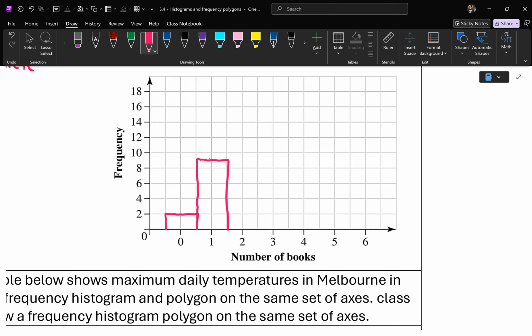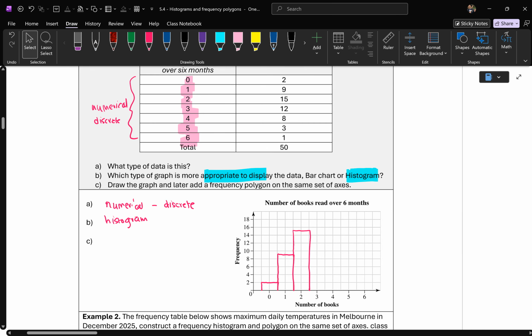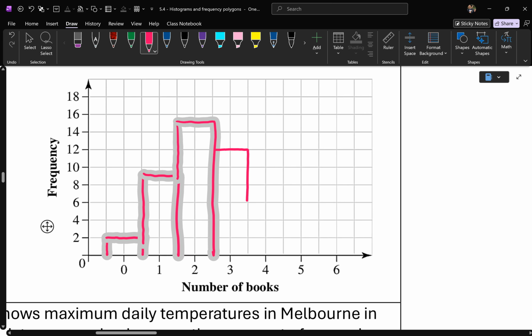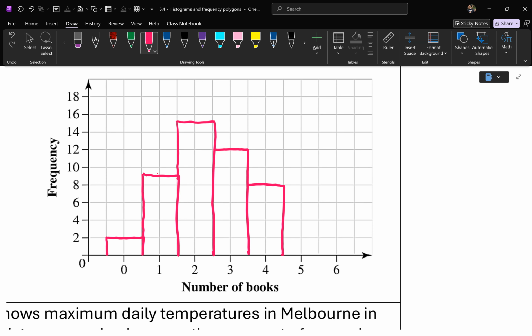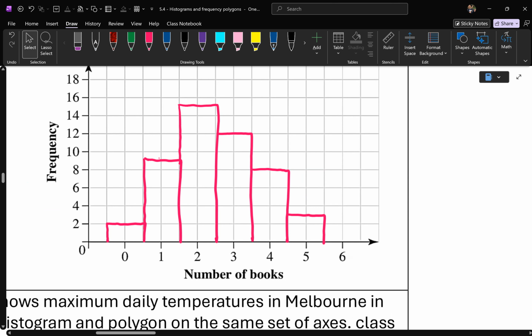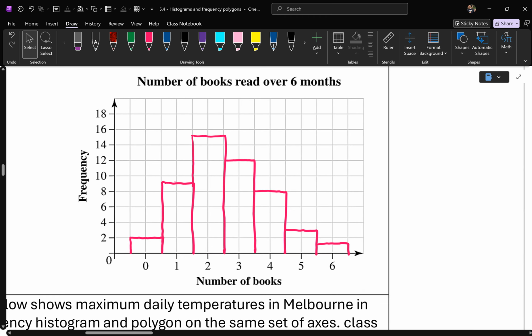9, notice the bars. The scale is in the center of each bar. 15. After 15, it is 12, then 8. 12 is exactly here. 8 is exactly here. That's nice. Then 3. And finally, 6 is 1. Okay, so this is the year 11 skill.